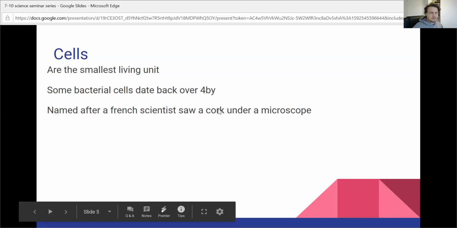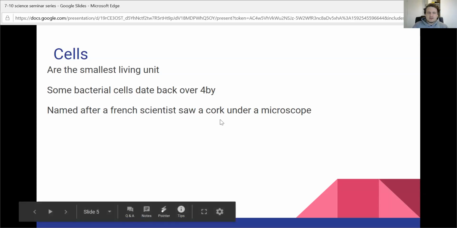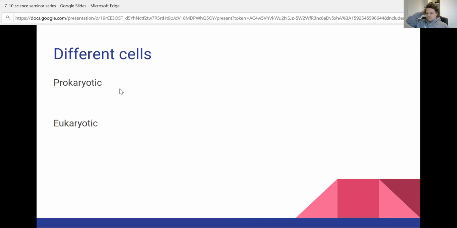I do apologize. So the oldest bacterial cells were actually found in the Australian continent in the outback, somewhere around 4 billion years old, somewhere between 4 and 4.5. And we have these different kinds of cells. I'll jump on the whiteboard and have a look now.